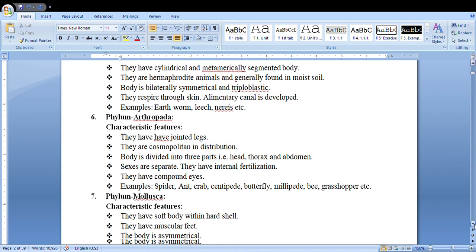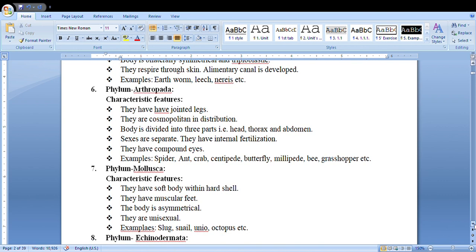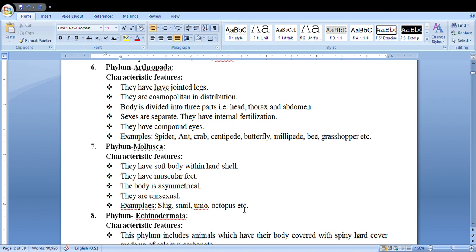Similarly, the next phylum is Mollusca. Characteristic features: they have a soft body within a hard shell. They have a muscular foot made up of only muscles. Body is asymmetrical, which means their body cannot be divided into 2 equal halves in any way. They are unisexual, meaning sexes are separate, male and female. Examples: slug, snail, unio, octopus, etc. Octopus is an animal having 3 hearts.